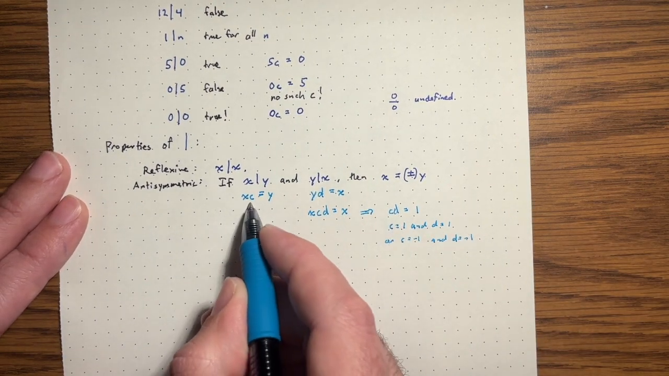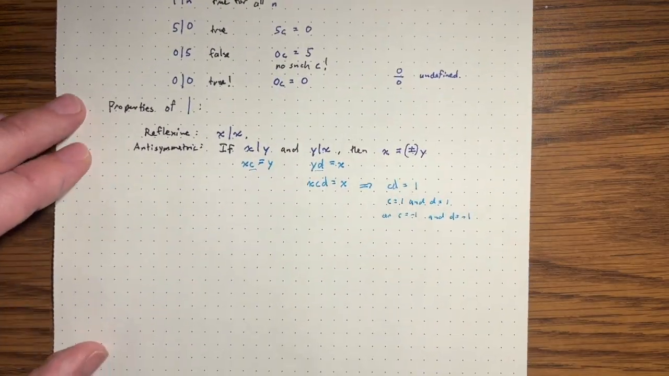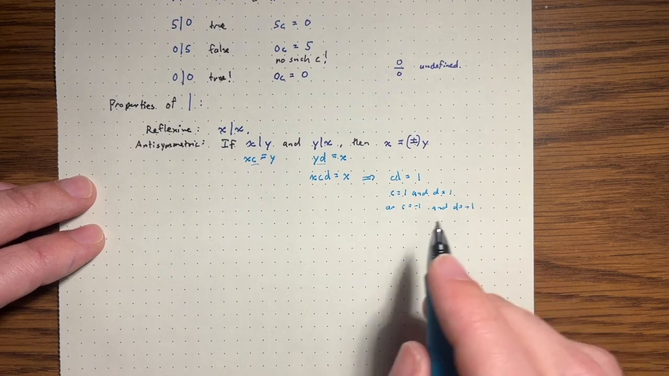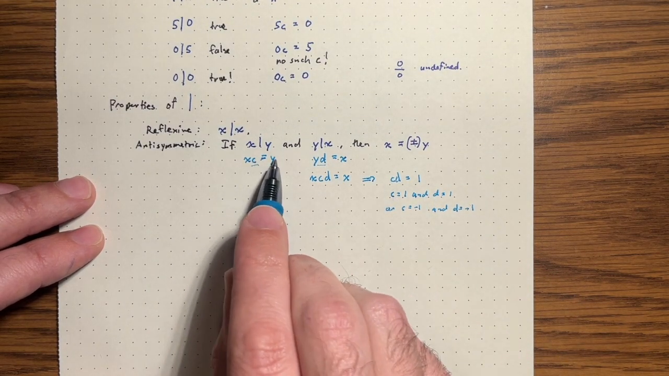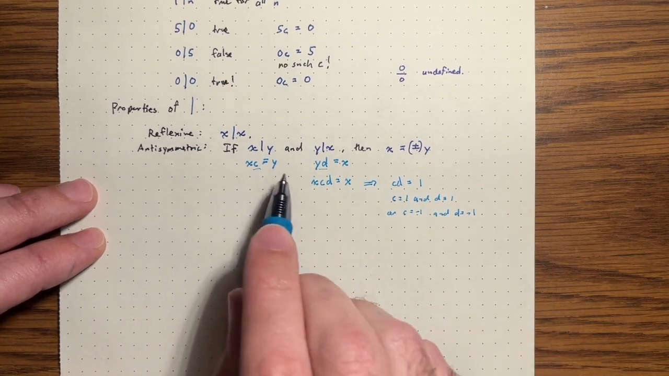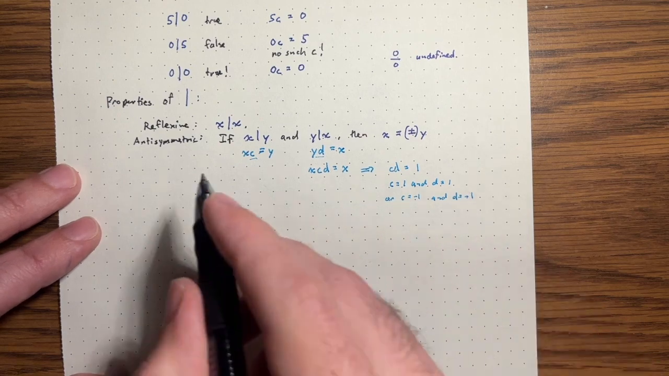Because C and D are integers. That's part of our definition here. In the first case, we get X equals Y if we plug in 1 for C. And in the second case, we get X equals negative Y. So that's the proof. So they're anti-symmetric.